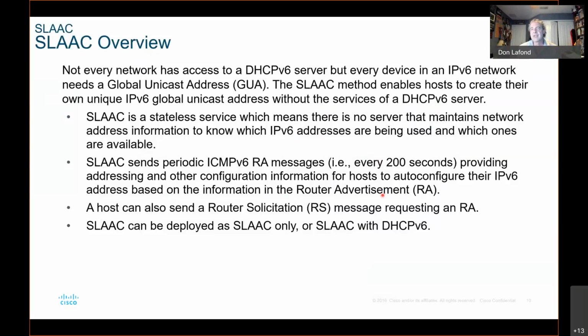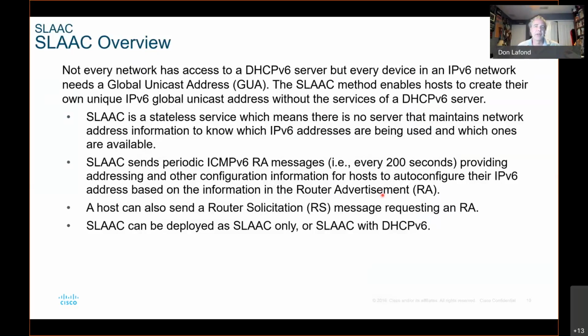So if it's going every 200 seconds, what is that? 6, 12, 18, 24. So it's like 3.5 minutes. So if you plug in a host and it doesn't want to wait 3.5 minutes to get a router advertisement from the local router, then it will actually send out a message saying, hey, I need a router advertisement. That's a router solicitation message. It's saying, hey, anybody out there got information for me?